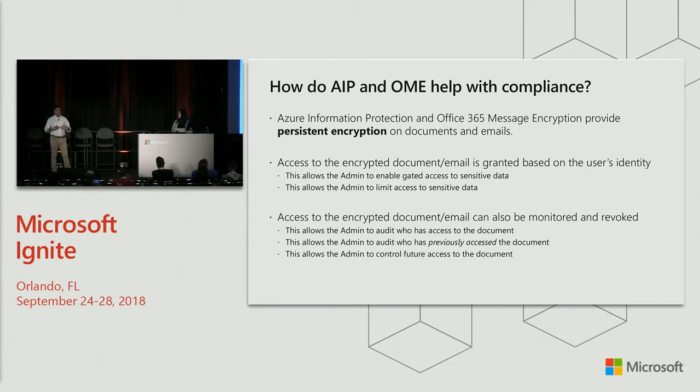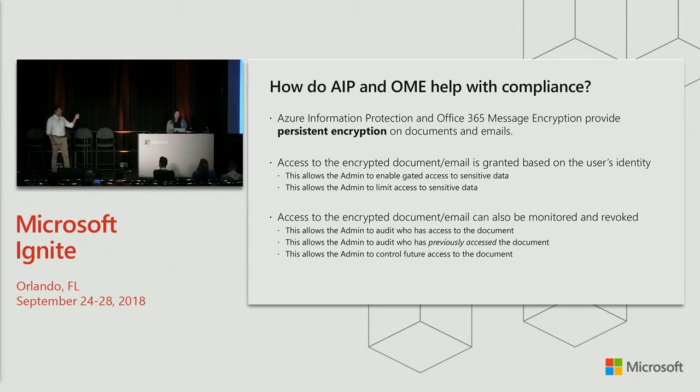Now, how does AIP and OME help? The first thing is, the access to your encrypted document is based on the user's identity, which means you get to control who gets access to the data, and you get to limit who gets access to the data. First step of compliance. It's not open to the world, limited access from your decision point, right? Now, once the data is encrypted, you share it out to the world, share it out to your partners who do have access. It's not over there. You have a leash on that data.